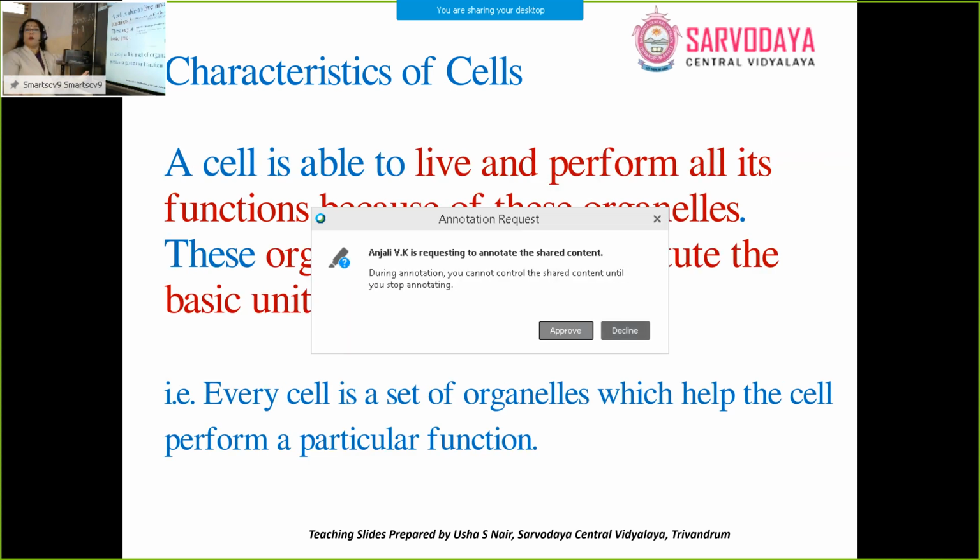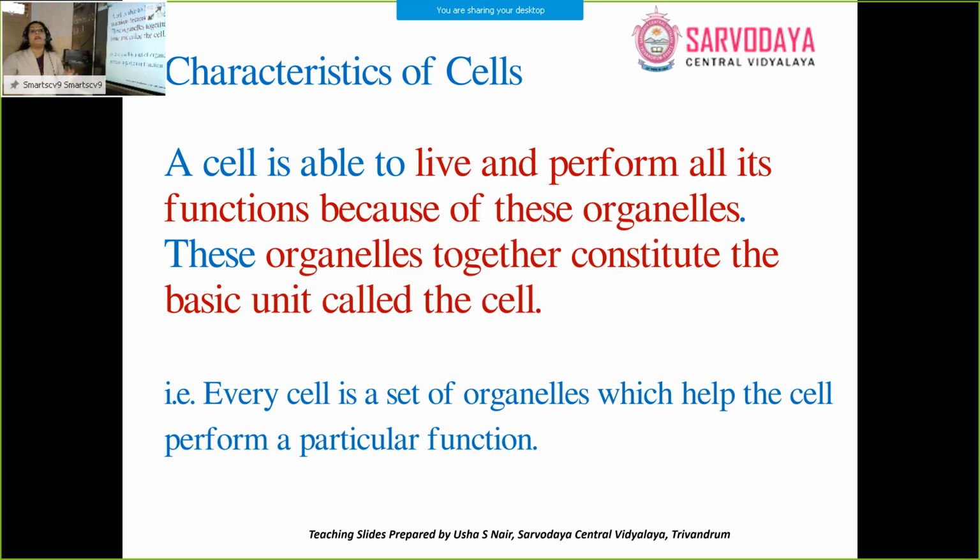Now here's the main important thing. A cell is only able to live and perform all its functions because of these organelles. If these organelles are not there, you cannot imagine the cell will be able to live. Because these organelles are there in it, it is able to live and perform. I've repeated this so many times by now, but it's very important, you have to know.